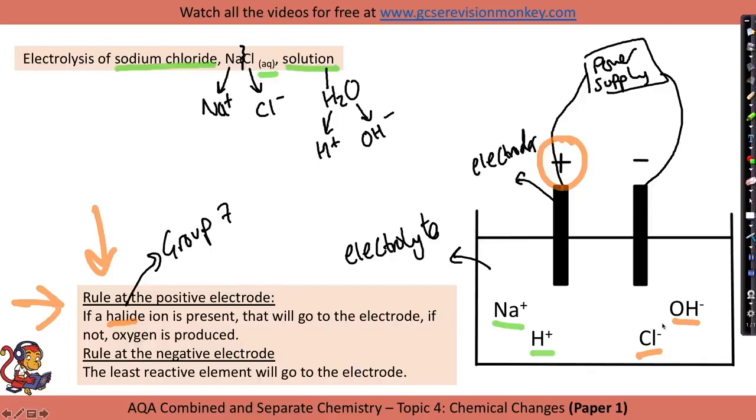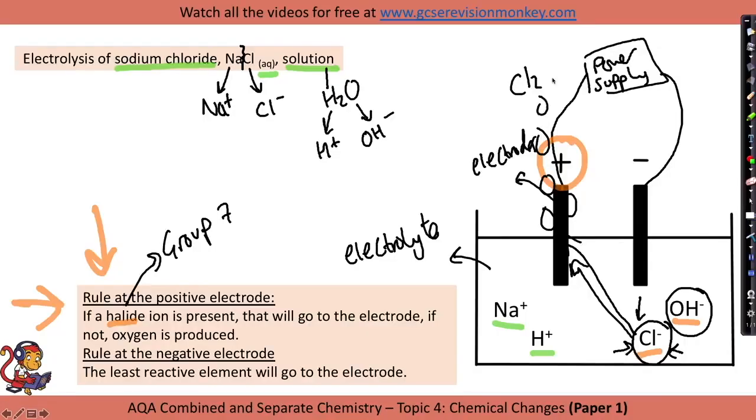So we look at the two negative ions, they are chloride and hydroxide, and we ask the question, is there a halide ion present? Now yes, there is. The chloride ion is a halide ion. Chlorine is in group 7, so its ions are also called halide ions. So this is attracted to the positive electrode, and chlorine, like many other gases, goes around as Cl2. So chlorine gas will be given off at the positive electrode.